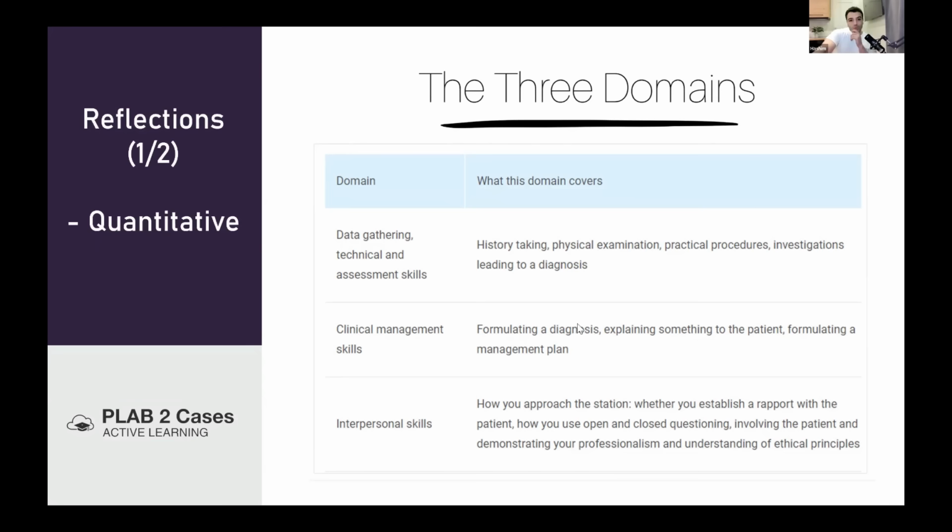Anything anyone wants to talk about in terms of a general discussion? How's everyone getting on with their revision? Anyone panicking? Or you're all just comfortable and you're on schedule and everything's fine? Panic.